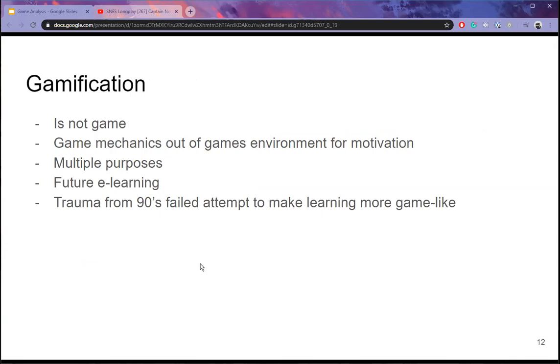So gamification is not a game. It is a process that uses game mechanics or game features outside of game environments for motivating, and it could be used for multiple purposes. There are some expectations in the future about e-learning. It could use some gamification aspects. But there is still a trauma, I don't know if you remember, from the 90s, from being flooded by those drill and kill games. So they are always one step back. They are concerned a bit about the use of gamification as well. You can go to the next slide.